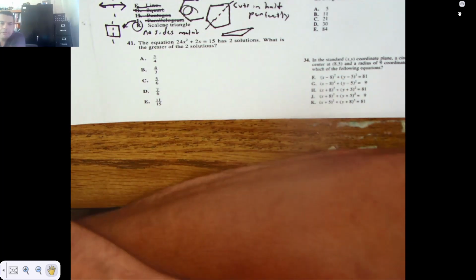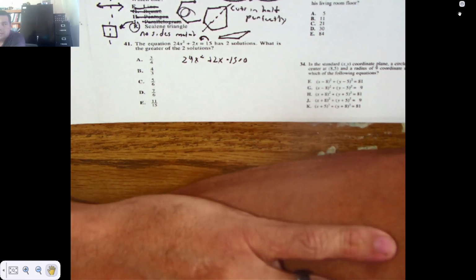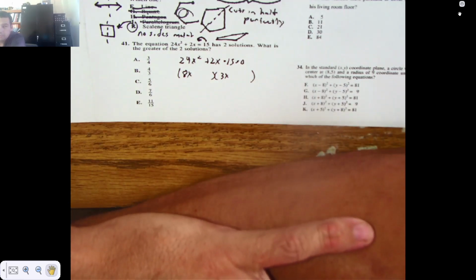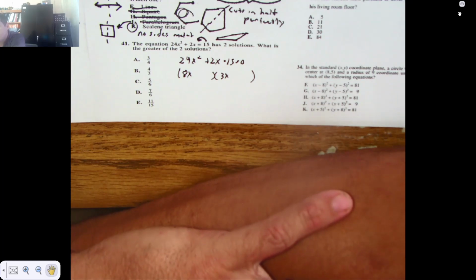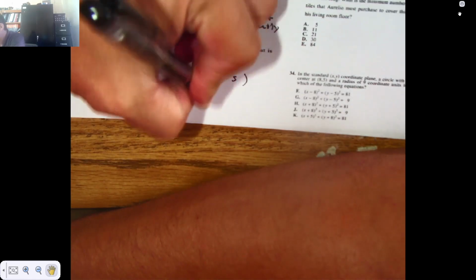41, Algebra 1 question. The equation 24x squared plus 2x equals 15 has 2 solutions. What is the greater of the 2 solutions? What I'm going to do is move the 15 over and attempt to factor it. If you jump equality, you change your sign. To get to a 24, I don't know. Looking at my answer choices, let's try 8x and 3x. Factors of 15 would be 5 and 3 all day long, but is it the right choice? 40 and 3. These don't work. That's 40 and 9, and I needed 2.